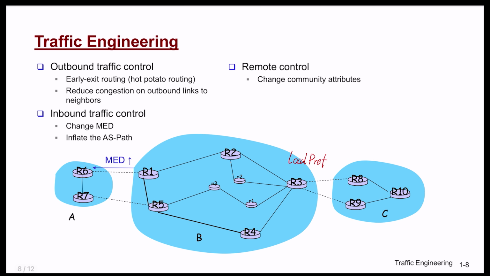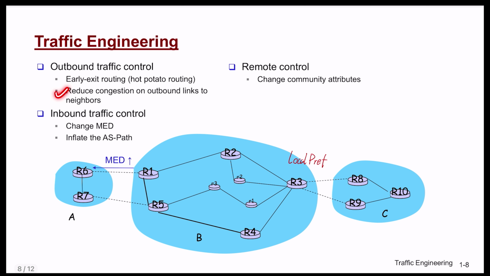Now let's go into policies for traffic engineering. Operators can influence outbound traffic flow by changing local preference and modifying IGP link costs. One common scenario is early exit routing, also known as hot potato routing. The ISP forwards traffic to its closest possible exit point so as to reduce the number of links a packet traverses and reduce traffic. This can be done by reducing the IGP cost to the nearest exit.